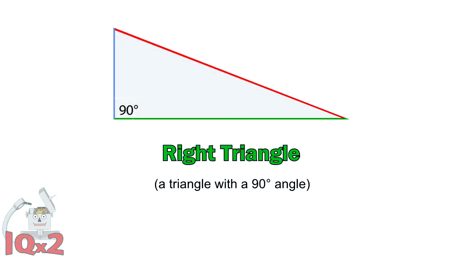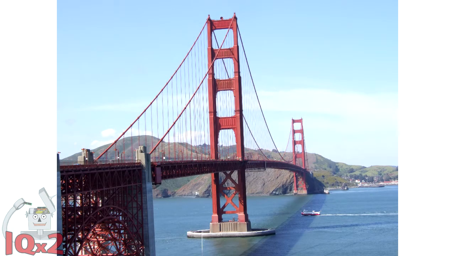Right triangles are incredibly strong shapes. We use them when building pretty much anything. Check out this bridge. It's called the Golden Gate Bridge. It allows people to cross the San Francisco Bay in San Francisco, California. It is one of the longest suspension bridges in the world, and it used to be the longest.